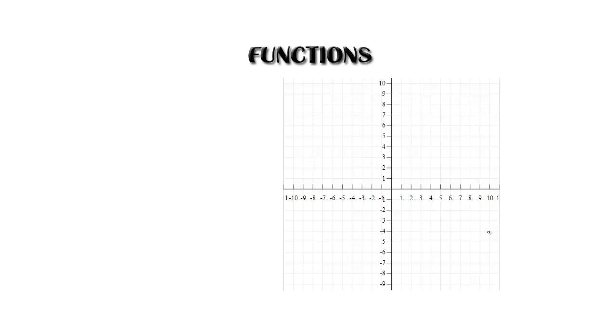Alright, so we have a very neat way to check to see if a graph is a function, and that method is called the vertical line test. So let's say we have a graph. Let's say we have this here, and it looks something like this.